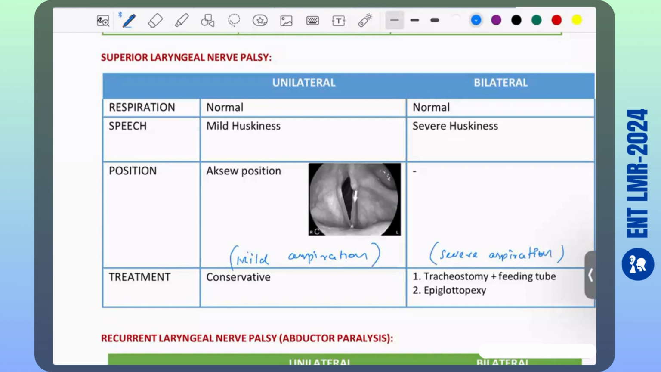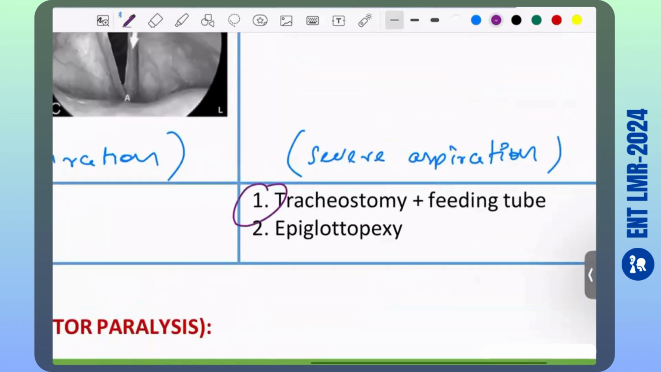Here, severe aspiration. Unilateral superior laryngeal nerve palsy, don't do anything because the other side is normal. Conservative treatment. Bilateral superior laryngeal nerve palsy, the patient will have normal respiration because no muscle is affected except the cricothyroid, which will cause only huskiness. But sensory supply is affected, so severe aspiration. For avoiding severe aspiration, you should do tracheostomy with feeding tube or epiglottic pexy with tracheostomy.